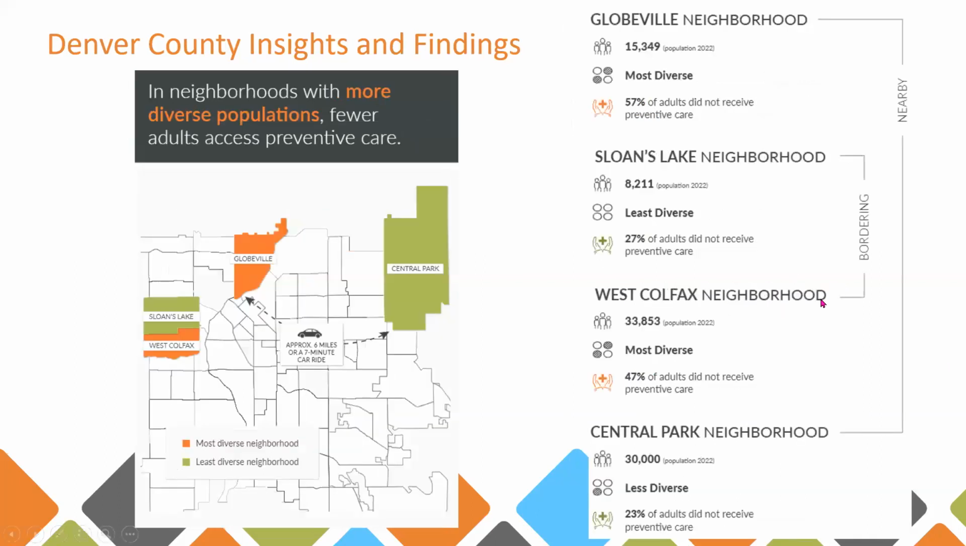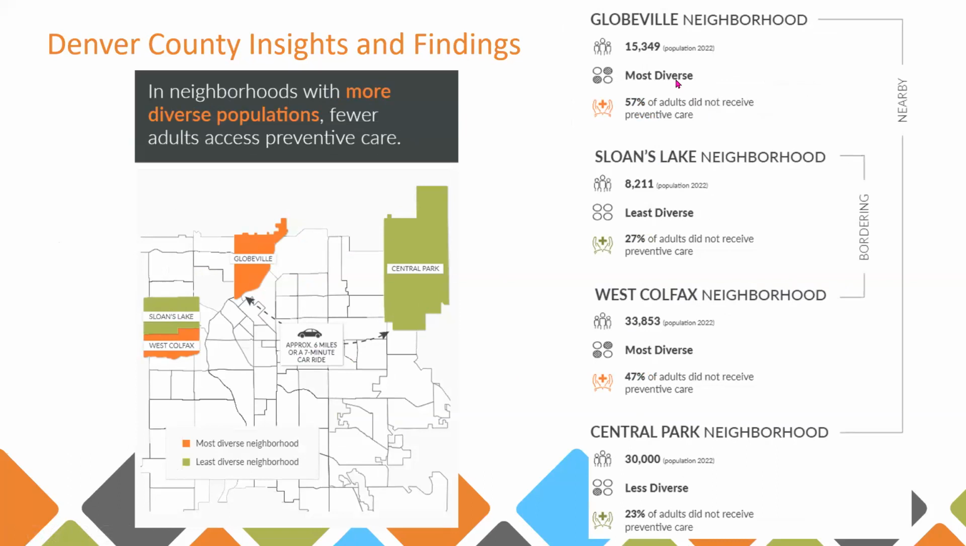We did the same thing for Denver neighborhoods related to the diversity of the population, so that race and ethnicity measure and the language preference, and looking at the access to care. So here we looked at Globeville and Central Park, which are a 7-mile car ride apart, and Sloan's Lake and West Colfax, which are bordering neighborhoods.